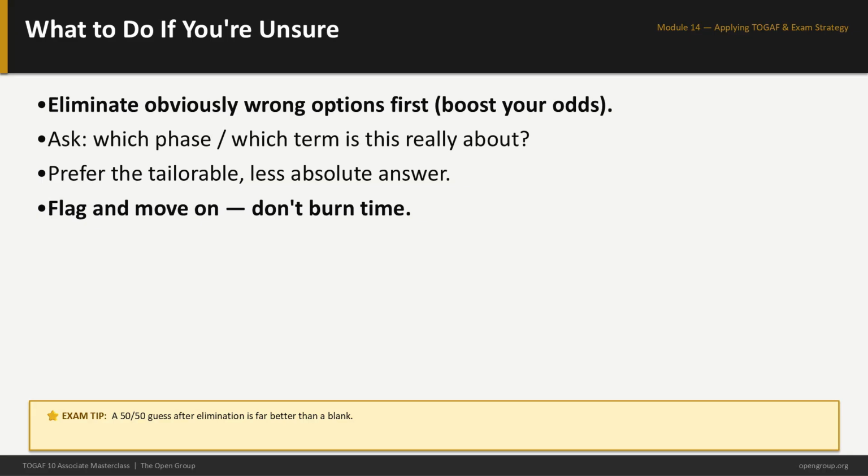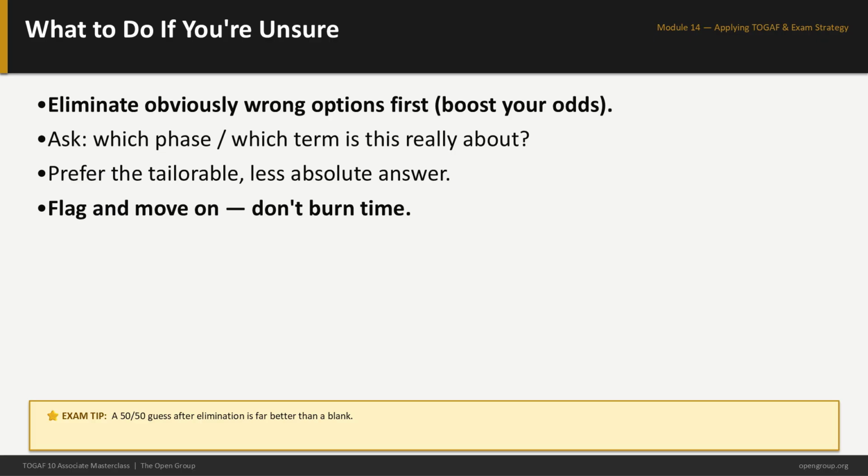What should you do when you genuinely don't know? First, eliminate the obviously wrong options. Even removing 1 or 2 dramatically improves your odds. Then ask the diagnostic question: which phase, or which term, is this really about? That often surfaces the answer.